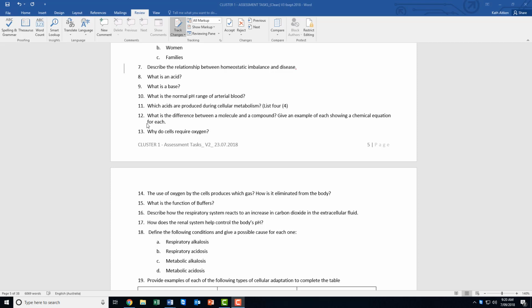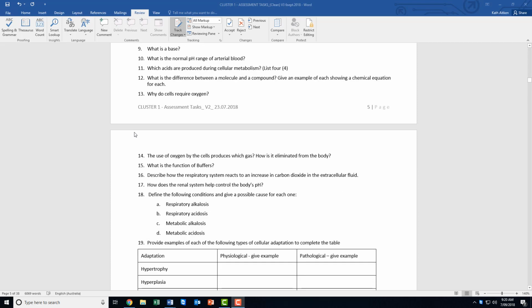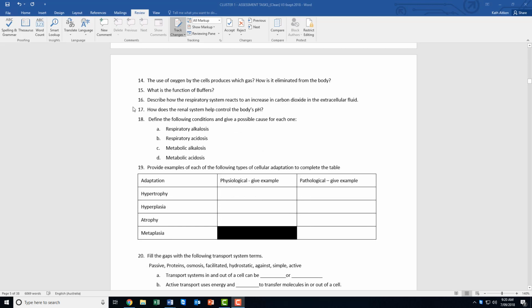Question 12, an example and a statement. So you're giving us a brief explanation of a sentence or 2 and an example of each. Question 13, answering that question with just a sentence or 2 of description. Question 14, you've got a 2-part question. Again, a sentence or 2 will cover that question. Question 15, what is the function of buffers? A brief description, only a sentence necessary.